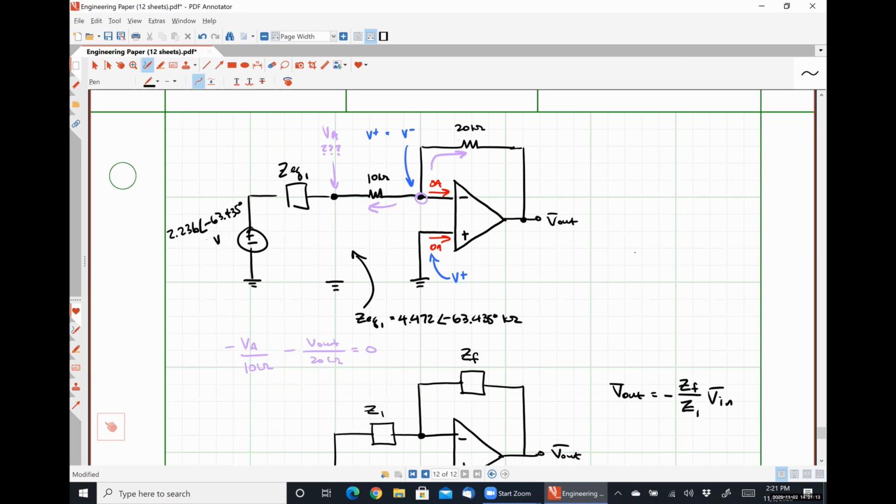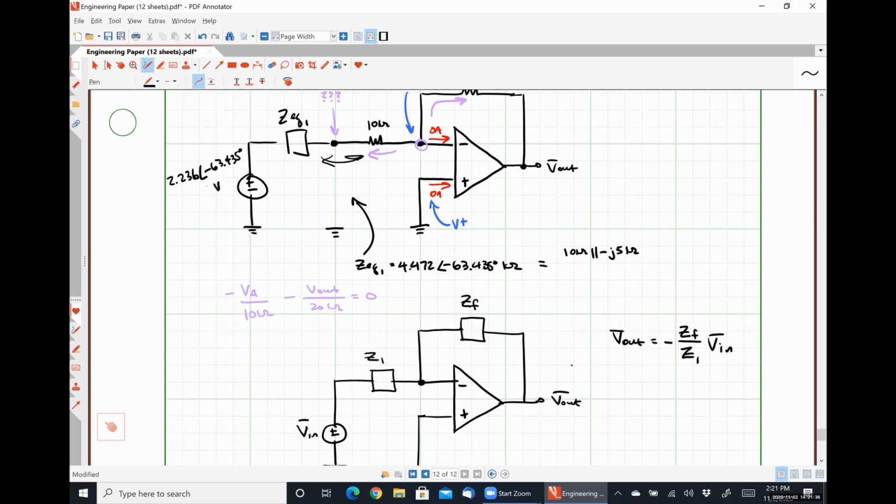So that was 10K in parallel with minus j5K. So if we can combine impedances in parallel, why can't we combine them in series, right? So we would simply combine these two into a single equivalent impedance, and then we exactly have this bottom circuit, which is trivial to analyze.